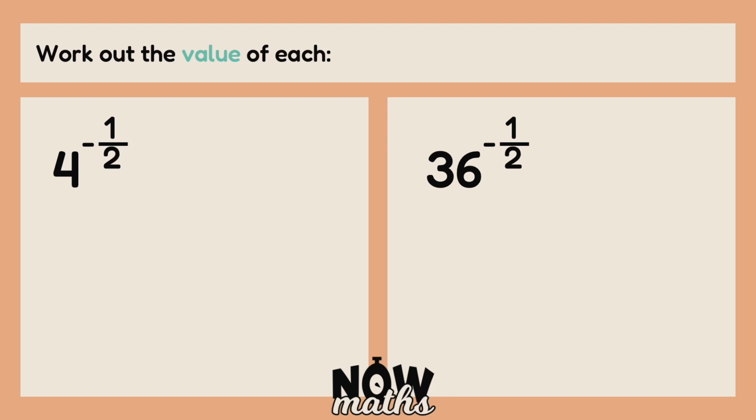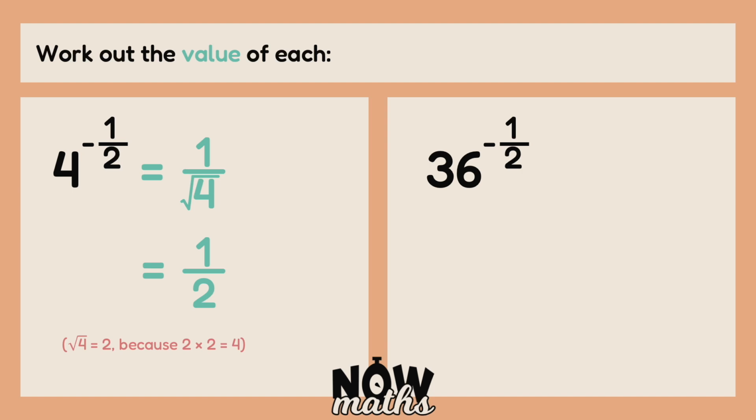And to find the reciprocal of a number, we divide 1 by the number. So the reciprocal of 4 is 1 over 4, or a quarter. Now the power of a half square roots the 4, so we have 1 over the square root of 4. Then we can work out the square root of 4, which is 2, to give us our final answer of 1 over 2, or a half.